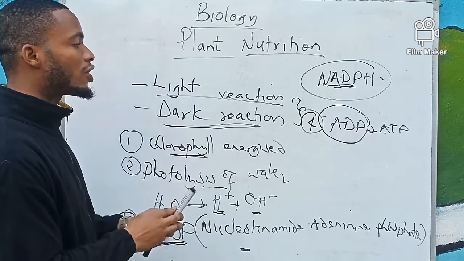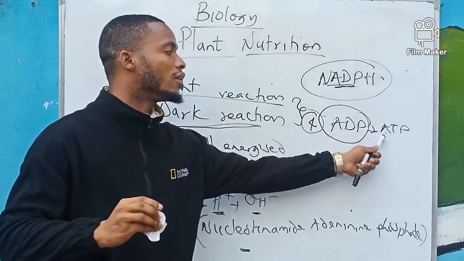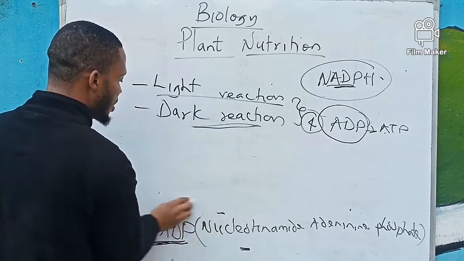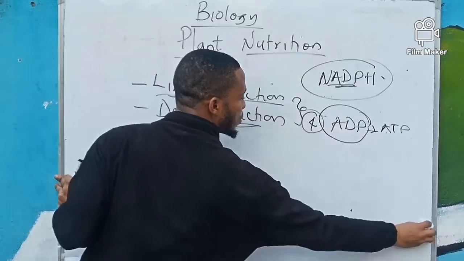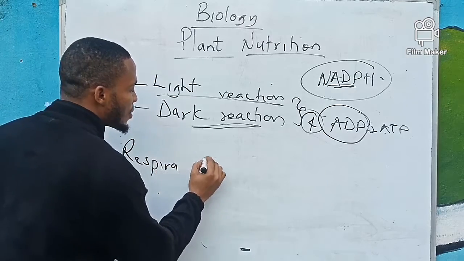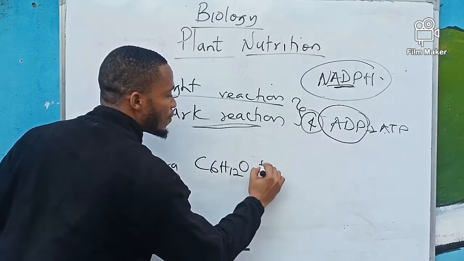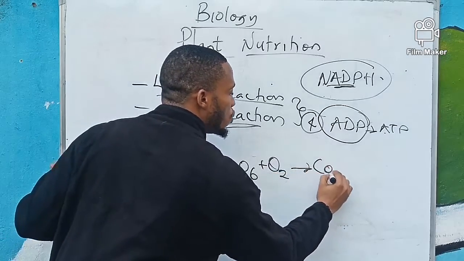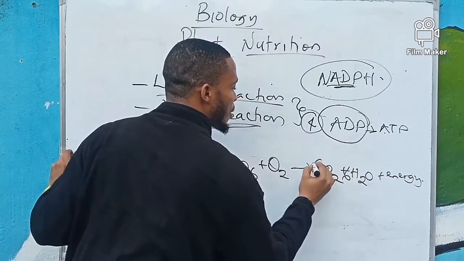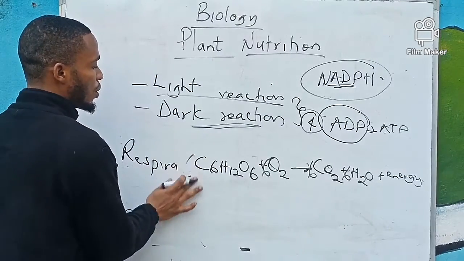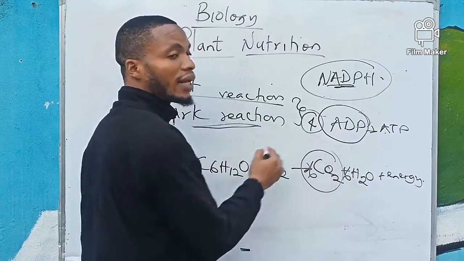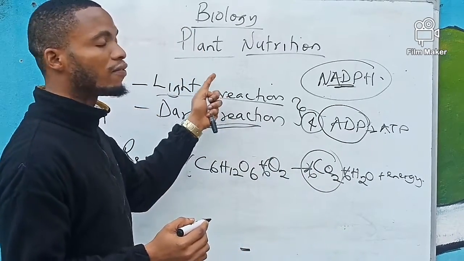Is that clear? Now in the dark reaction, because it's dark, light is not needed at all, just this energy is needed. So in this dark reaction, CO2, the carbon dioxide that was captured, comes in. When we have respiration in man, we have C6H12O6 in the presence of oxygen to give you CO2, water, and energy. Remember, to balance the equation in your chemistry, 6 here, 6 here, 6 here, 6 here. So when we breathe, when we do respiration, CO2 is given out. This CO2 is now used by plants for photosynthesis.